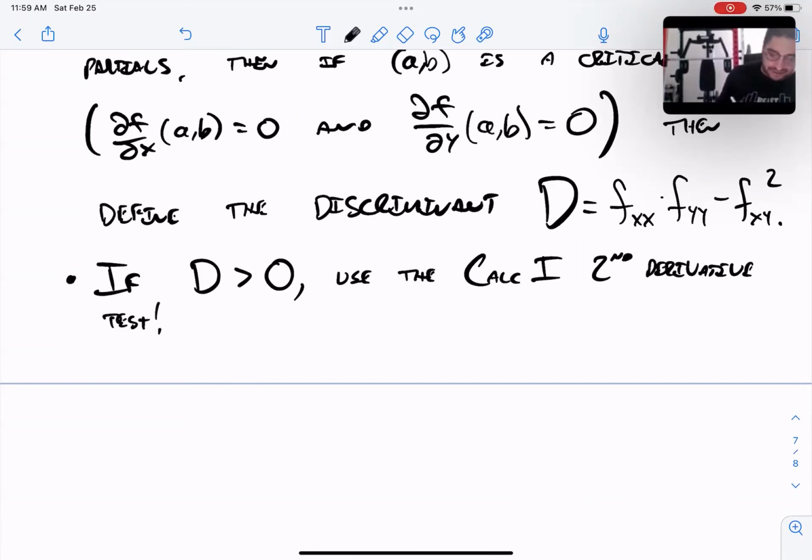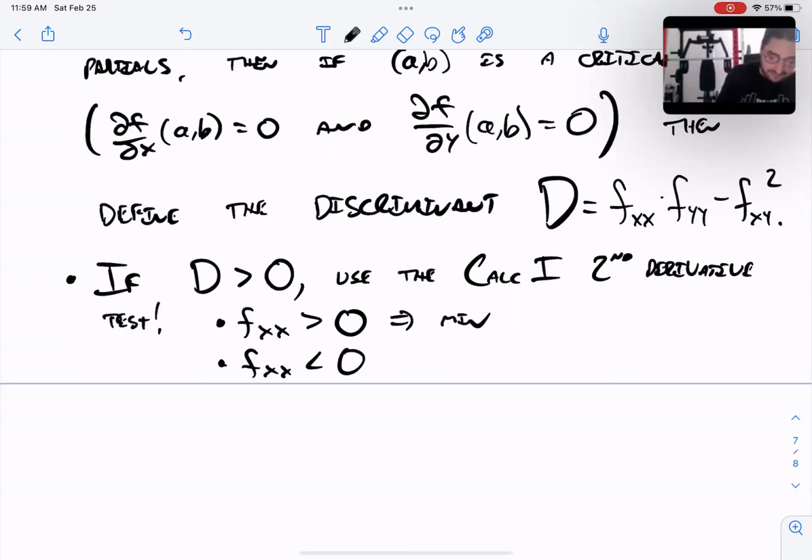Right? So you can just say then, what was the Calc 1 second derivative test? If the second derivative with respect to x, like you would do back in Calc 1, is positive, then what was that case? Second derivative positive implies min. Second derivative negative implies max.